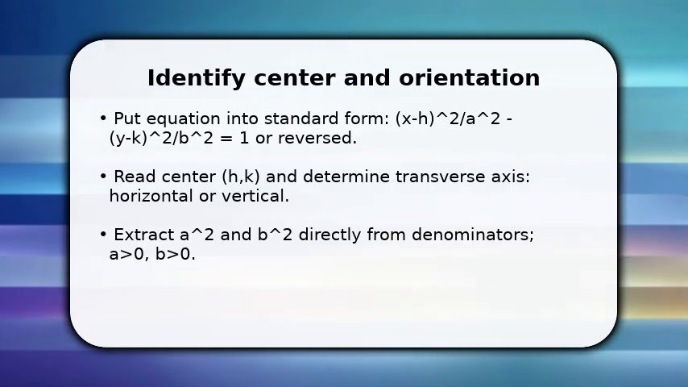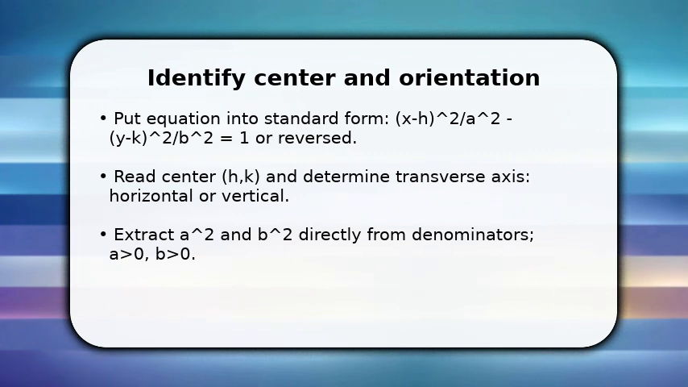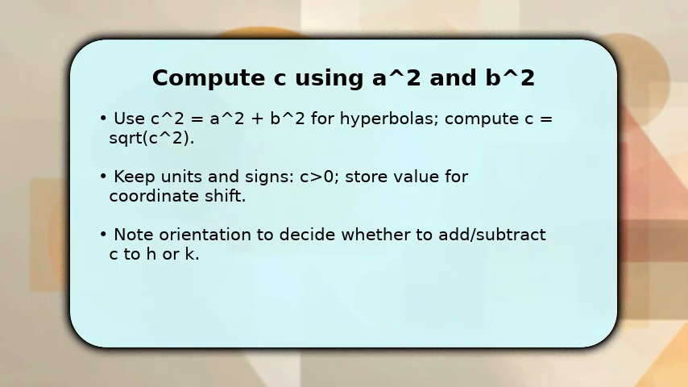Make sure to identify a² and b² exactly from those denominators, because calculating c depends on them. This gets you the essential constants for the next step. Next, compute the focal distance c by using c squared equals a squared plus b squared, that is c² equals a² plus b², then take c equals sqrt(c²).